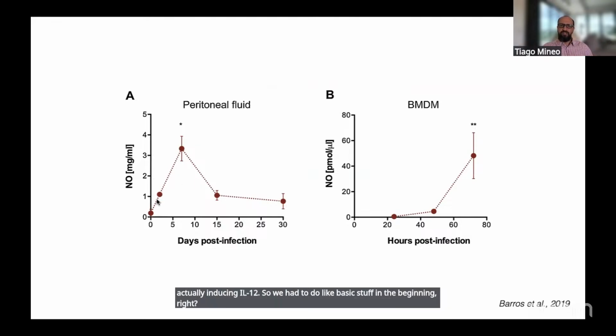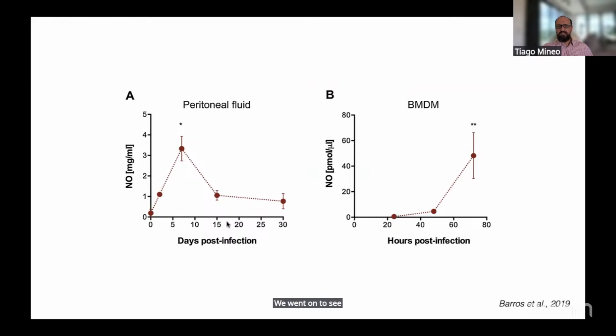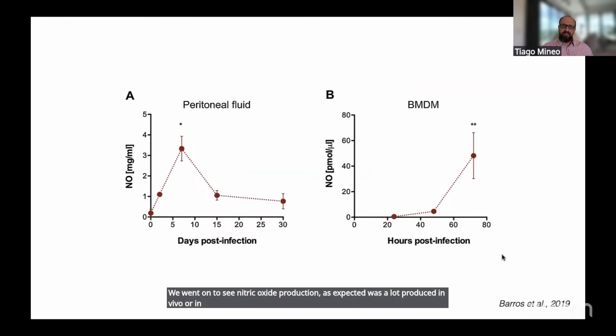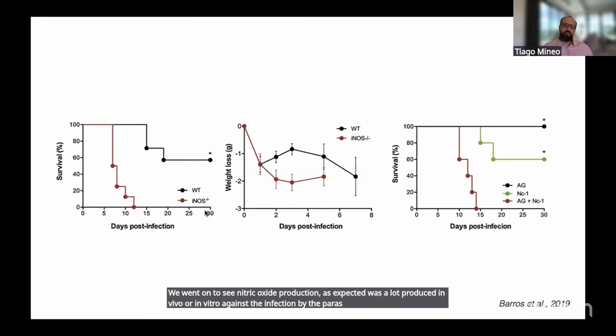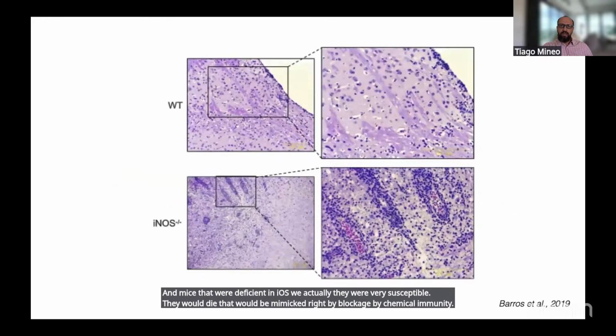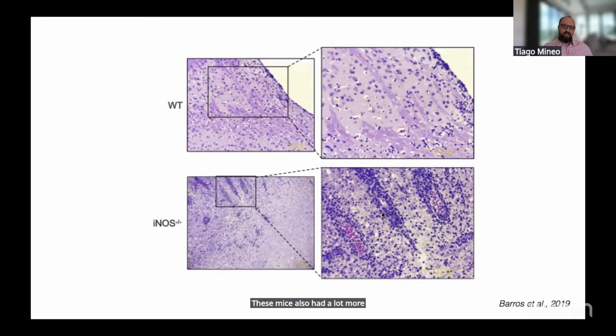We went on to see nitric oxide production, as expected, was produced a lot in vivo and in vitro against the infection by the parasite. And of course, mice that were deficient in iNOS were very susceptible. They would die. That would be mimicked by chemical blockage. These mice also had a lot more inflammation than the wild type mice in the brain.